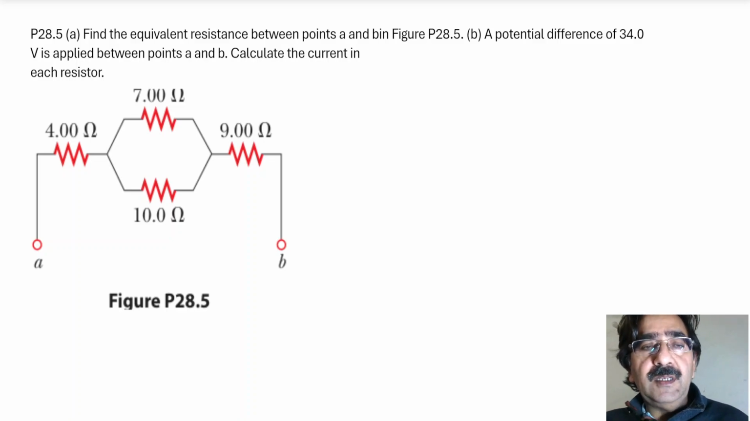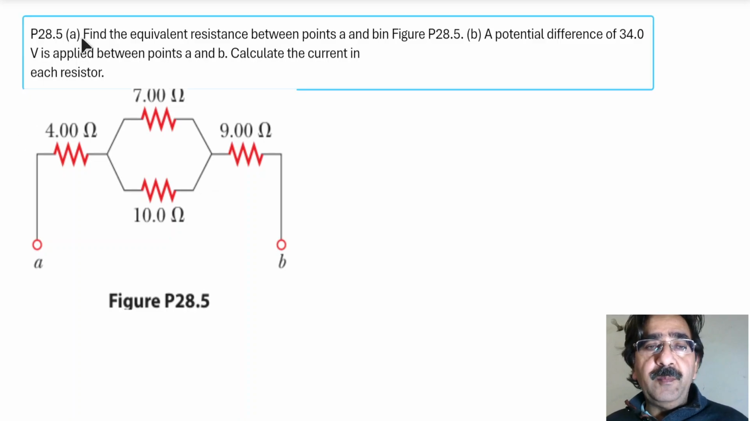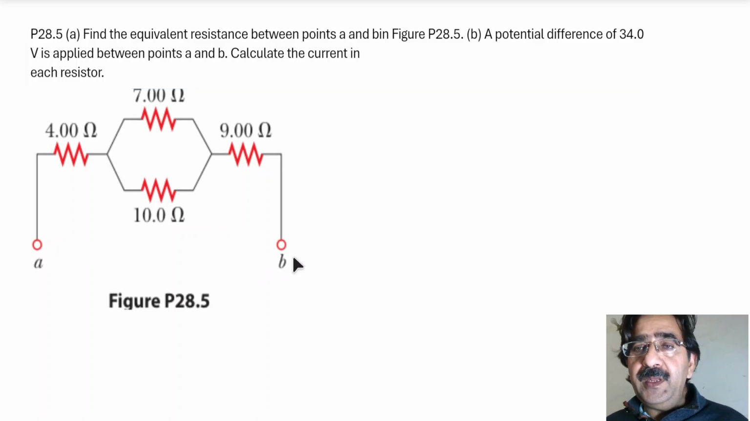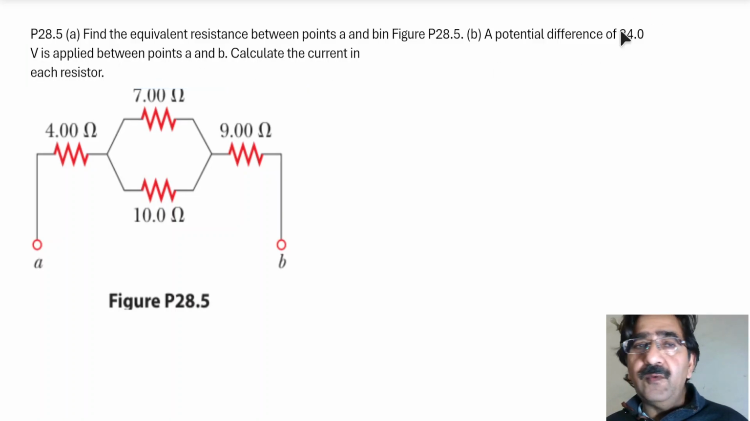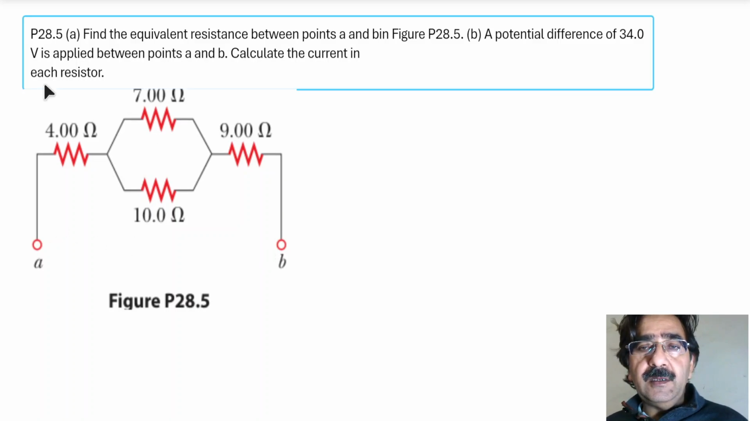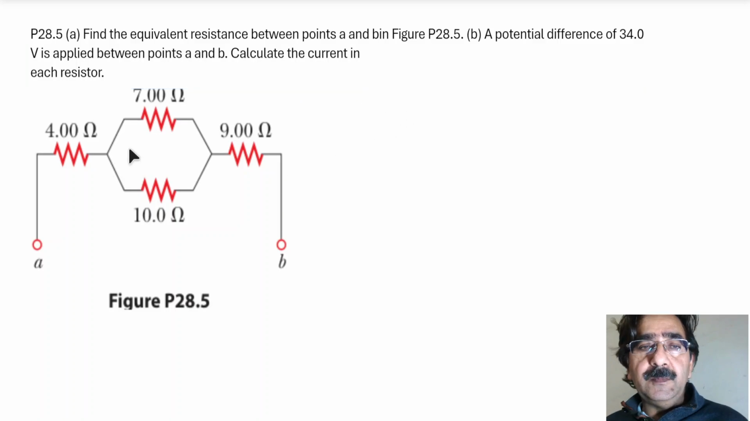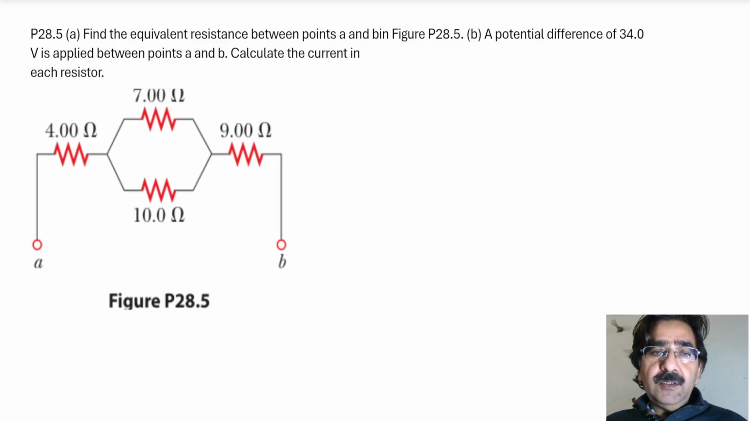Today we will discuss the problem related to chapter 28. Problem number 5. Find the equivalent resistance between point A and B in figure 28.5. A potential difference of 34 volts is given between the points A and B. Calculate the current in each resistance.